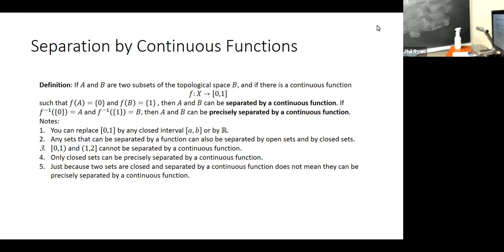So the fact that it's the unit interval here is nothing special. Of course, we can replace it by any closed interval, and we can even replace it with R. So in different books, you'll see different definitions. Any sets that can be separated by a function can also be separated by open sets and by closed sets, right? Because you just look at the pre-image of 0 to 1/3, for instance, or 0 to 1/4 or whatever, pull that back, and that's going to cover A. Then 3/4 to 1, pull that back, and that's going to cover B, and the closures of those are also going to cover them as well, so you can do that.